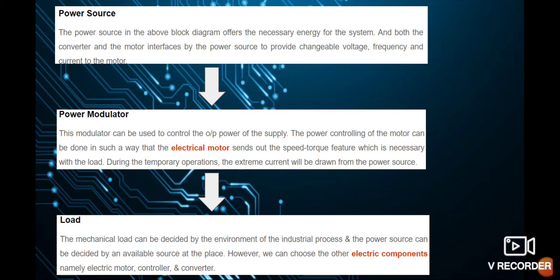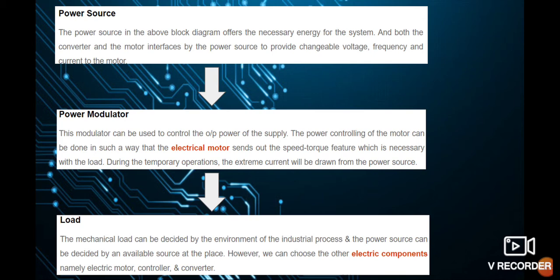Now this power modulator is basically controlling the motor, that it will control the speed torque feature that will be necessary to operate the load. But during extreme conditions, the power modulator will not be in action and the direct excess current will be obtained from the source.